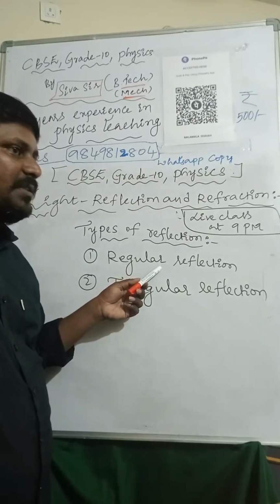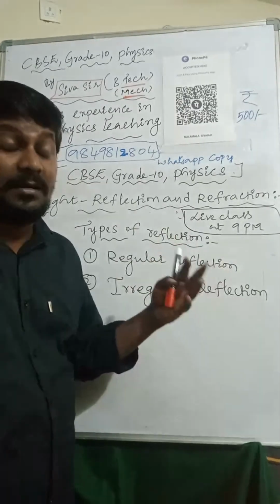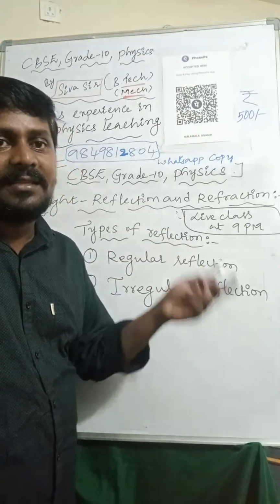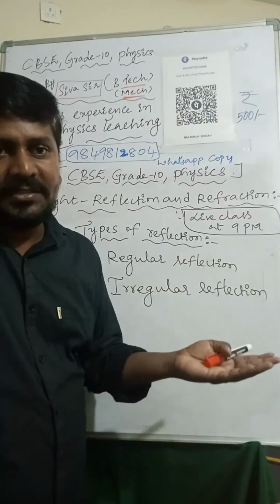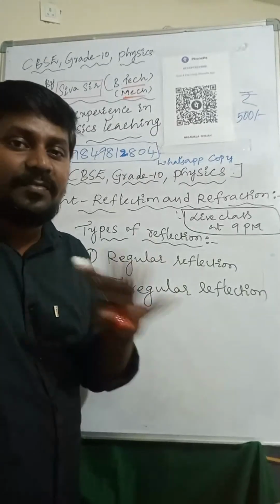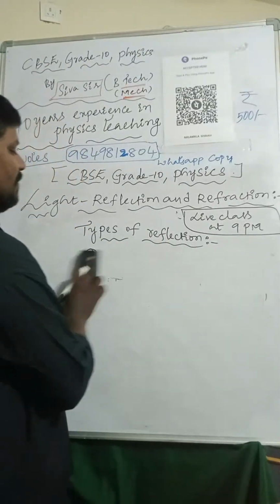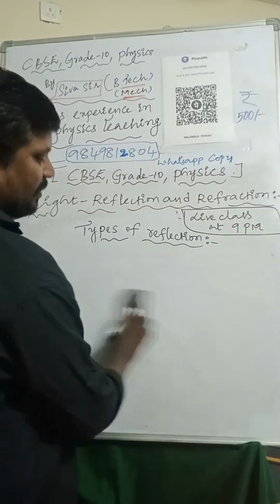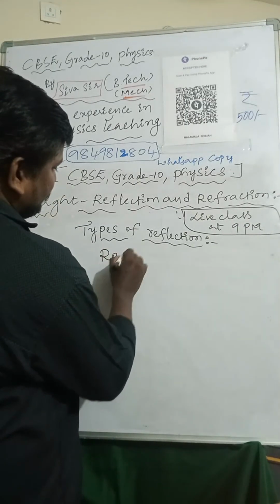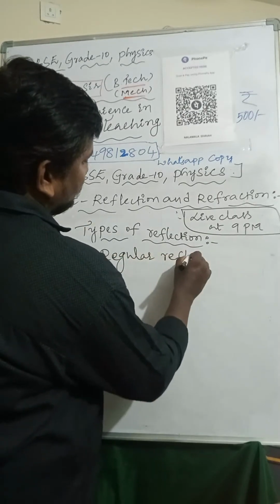Regular reflection means the incident beam is parallel, and the reflected beam is also parallel. This type of reflection is called regular reflection. Whereas irregular reflection means the incident beam is parallel but the reflected beam is not parallel. So we'll see the diagram. I'm considering the regular reflection first.